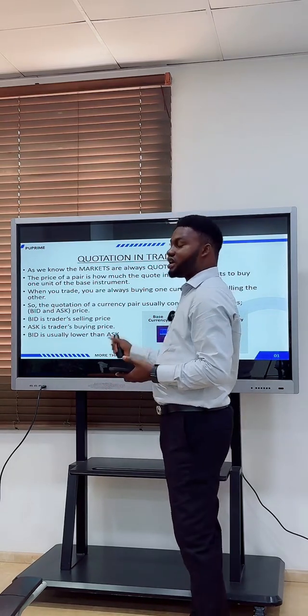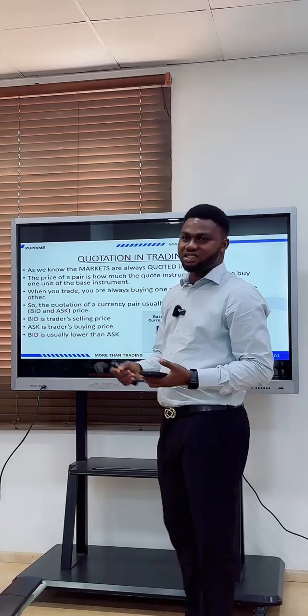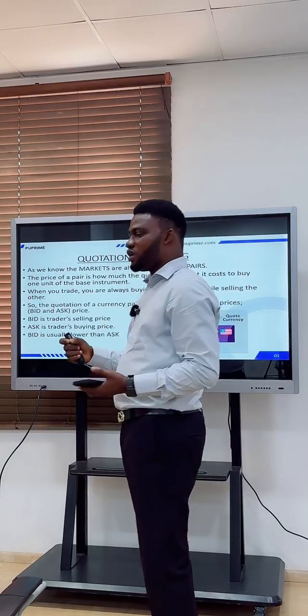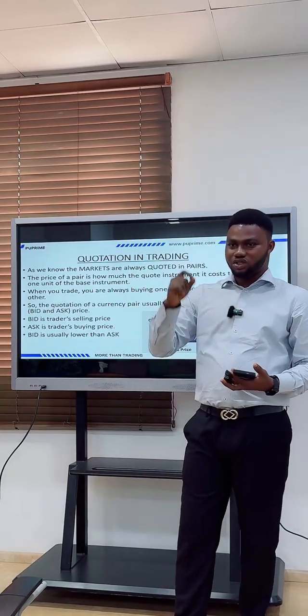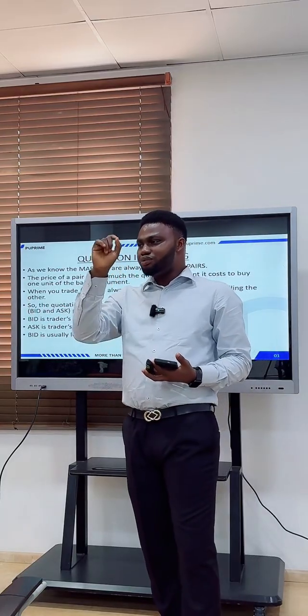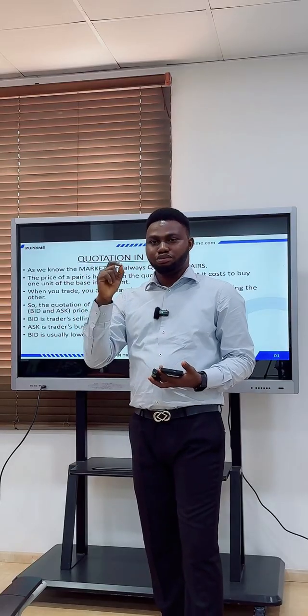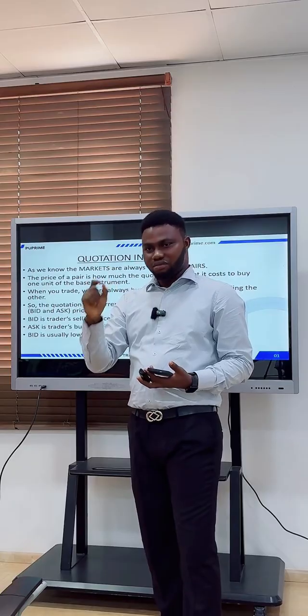So we have the bid price and we have the ask price. The bid price is, okay, as a trader, I want to sell. I've noticed that this is a down trade, so I want to sell. So the bid price is the price at which I am selling, and the ask price is the price at which I am buying.